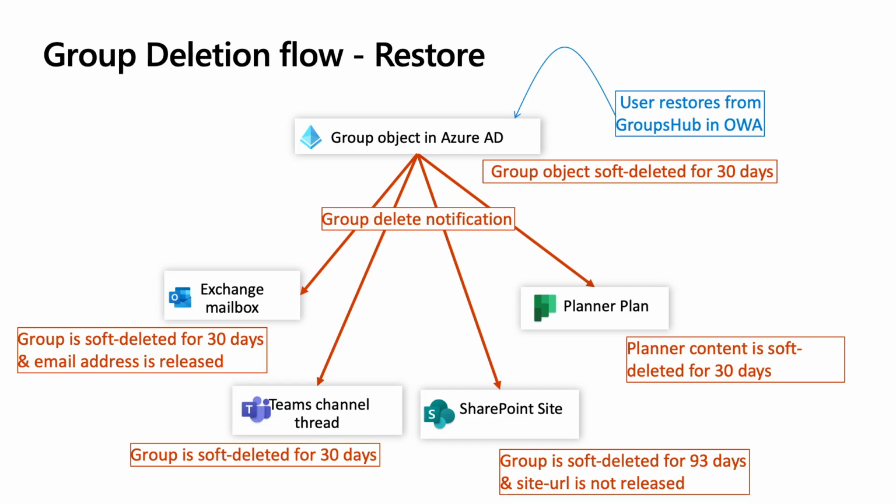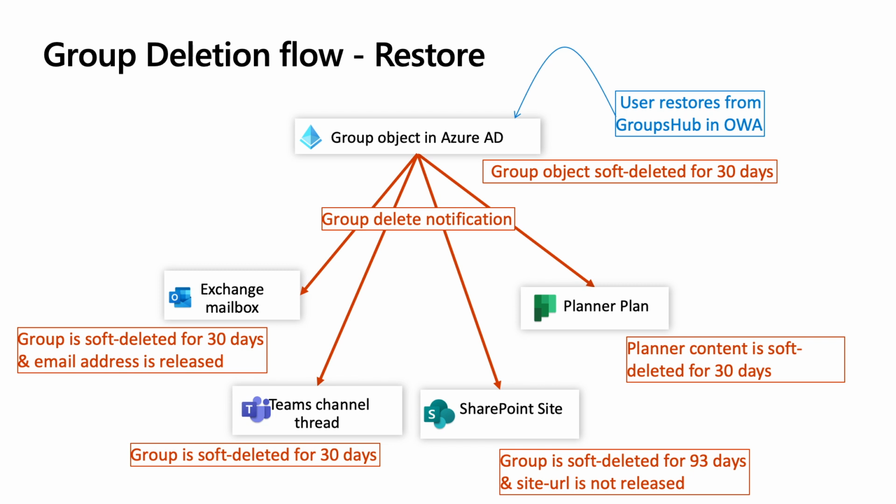So now let's assume that the user realizes 15 days down the line that this group that they deleted, they need it back. Users have two options. They can request you as the admin to help recover the group, or they can actually recover the group on their own. So we've newly rolled out a capability called Groups Hub in the Outlook web experience. We would encourage you to educate your end users about it because this is completely self-service. So they can go to the Outlook web experience, open the People and Groups tab, and right there they can see a list of deleted groups where they can restore it in one click.